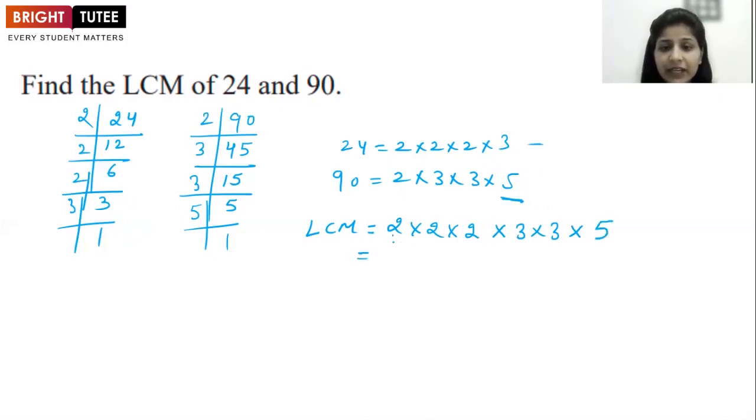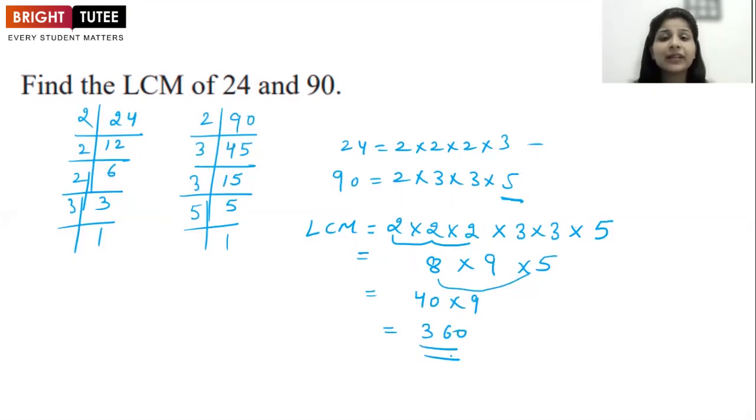Now multiply. 2 into 2 into 2 is 8. 3 into 3 is 9 and 5. 8 into 5, if I multiply, I get 40, into 9. So the answer is 360 after multiplication when you solve. So the LCM of 24 and 90 is 360. This will be the first common multiple of these both, or I say the smallest common multiple of these two.